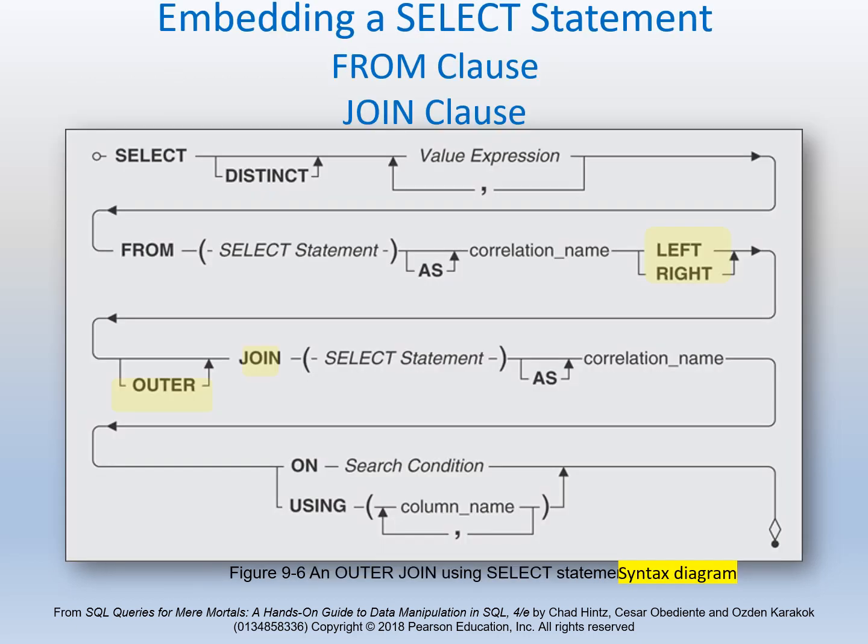This is another syntax diagram of the left and right outer join. In addition, we have select statements. We can use select statements in the from clause and the join clause, just as we did with the inner join that we learned about in the previous chapter. Keep in mind to keep track of your parentheses for your select statements. There should be an open parenthesis and a closed parenthesis for each select statement.